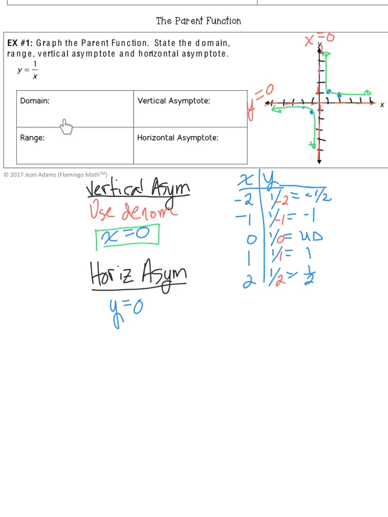So in this case, let's figure out what is our domain and what is our range. And we've already figured out these, so let's go ahead and fill those in. So we have x equals 0 and y equals 0.